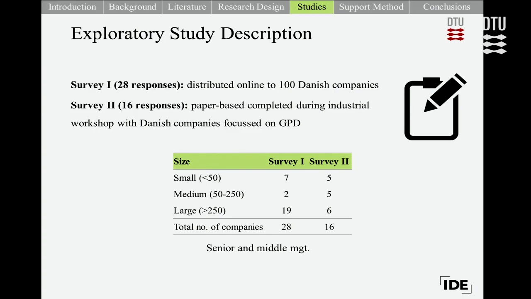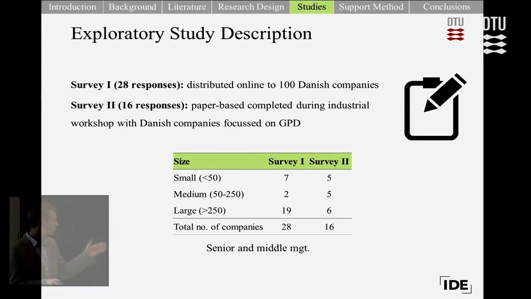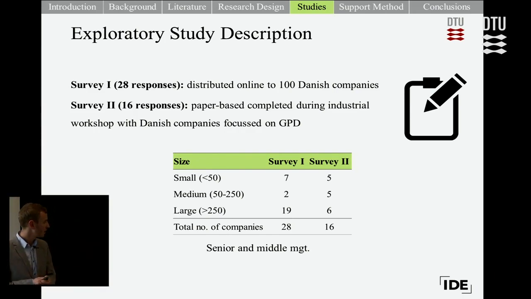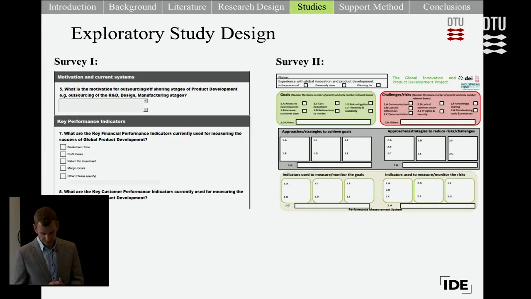And the majority of companies were actually large companies, but there was also some small and medium. And the participants from the companies ranged from senior to middle management level. So here, these are the 2 surveys, which included several sections.